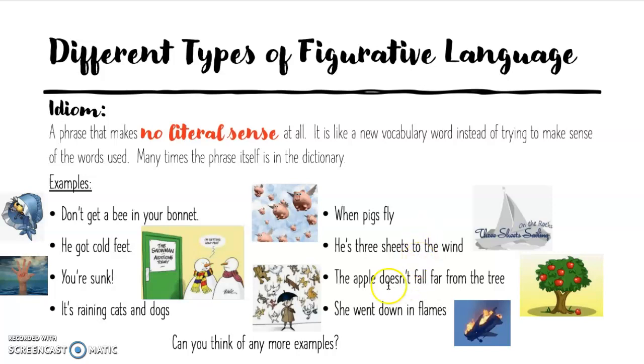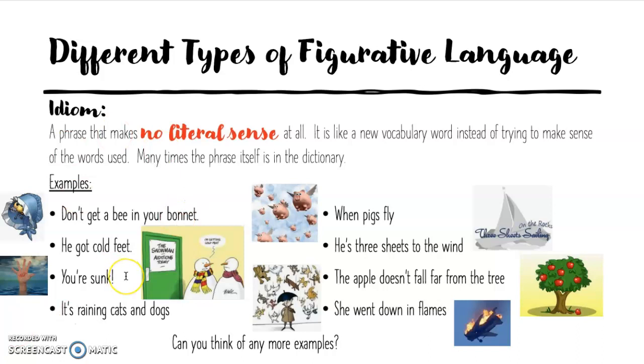Okay? The apple doesn't fall far from the tree. That is usually about a person who is a lot like their family. So if somebody is super duper smart and has really smart parents, you would say, oh, the apple doesn't fall far from the tree there. And then, of course, she went down in flames, or she crashed and burned. Either one. It means she failed. She went down in flames.